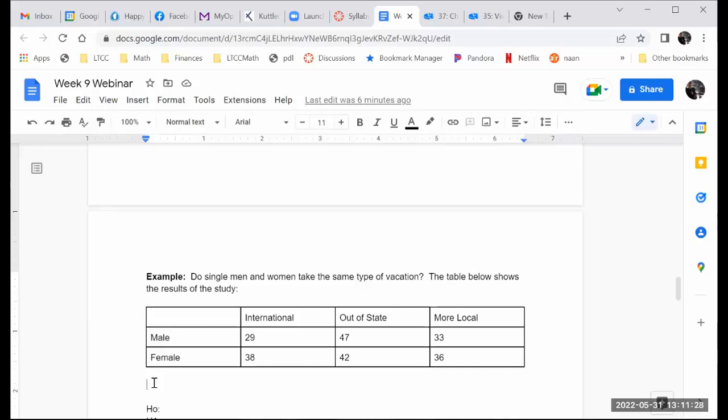Okay. So this is called a chi-squared test for homogeneity. And that's what we're going to be using. You've heard the word homogeneous before, right? Where have you heard that? Milk. Homogenized. Do you know what that means? It's like uniformly spread out together.